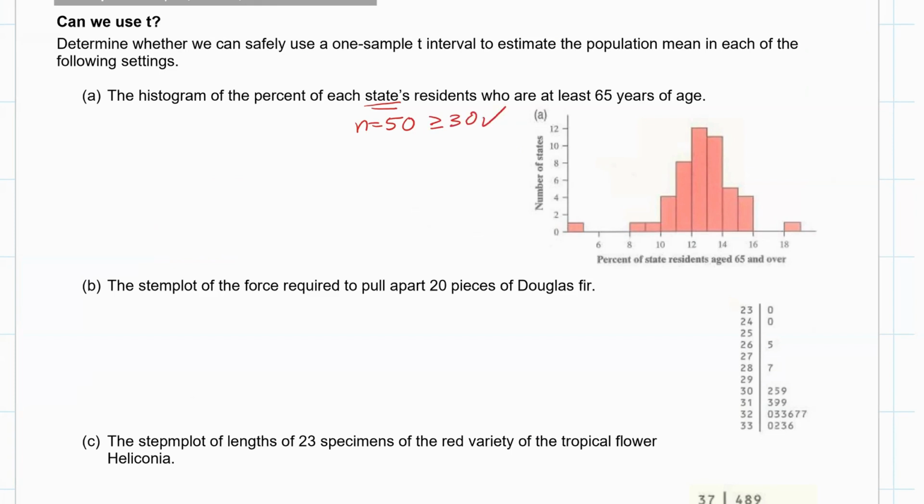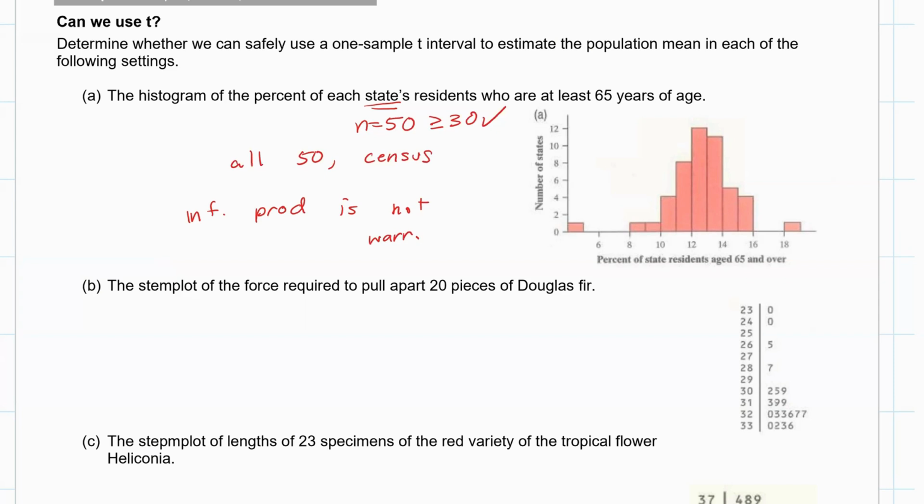But then another thing says, wait, all 50? If we have all 50, that means we have a census. We don't have a sample. And if we have a census, we have no need to do an inference procedure. So any inference procedure is not warranted. Okay. How about the second one?